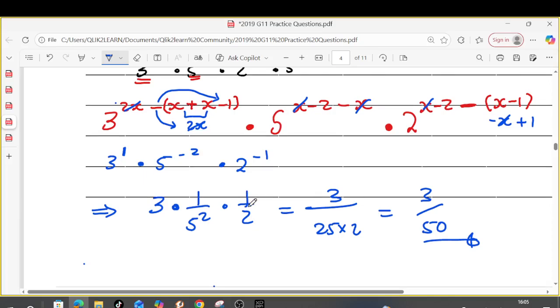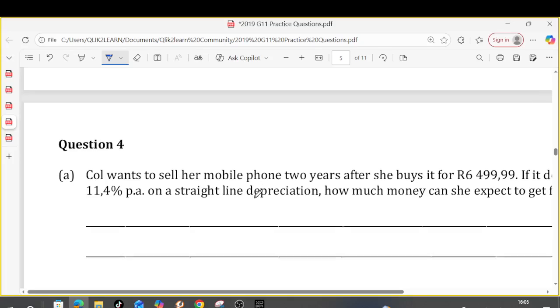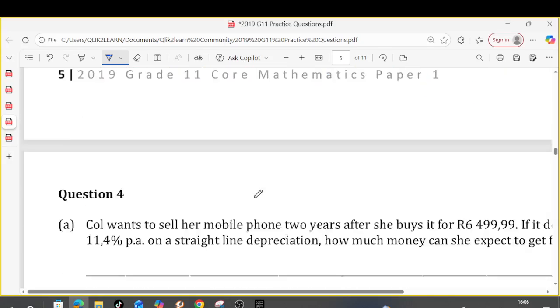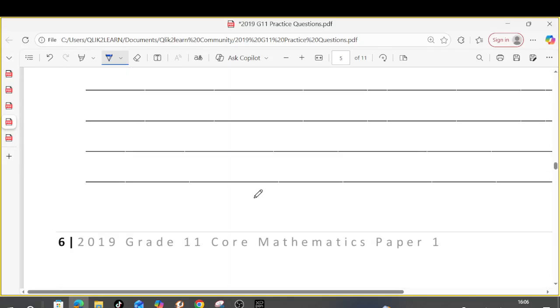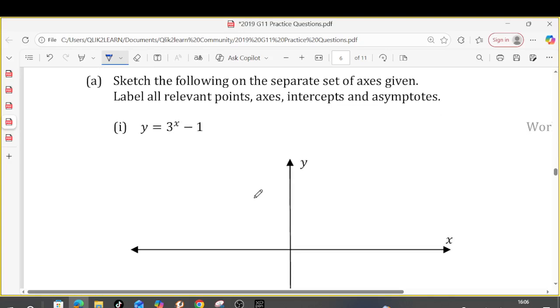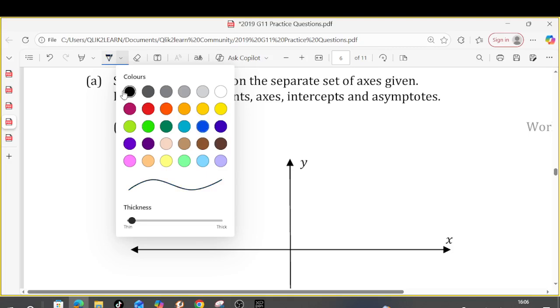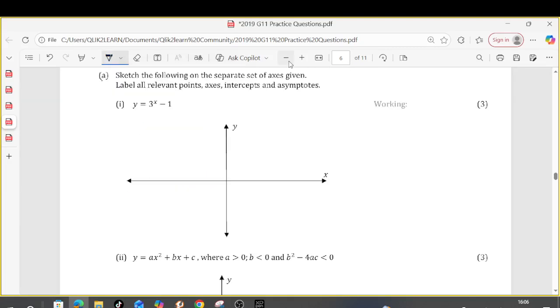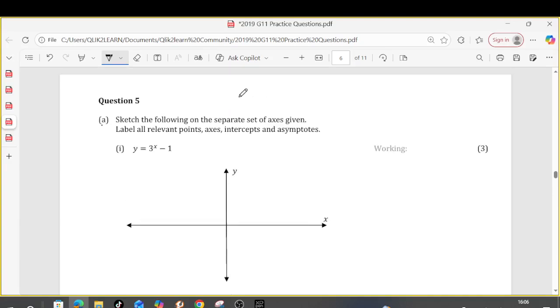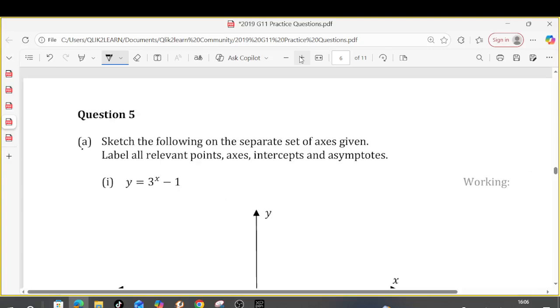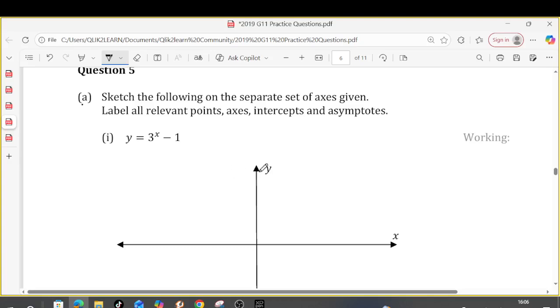Okay, let's go and work. Let's see what we have next. We said we're not going to touch finance. I'm happy you are done with number patterns. So let's look at functions. Sketch the following. They want you to do what? Sketch the following on separate sets of axes given. Label all relevant points, axis intercepts, and asymptotes.